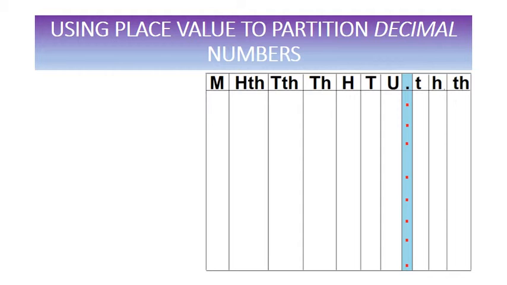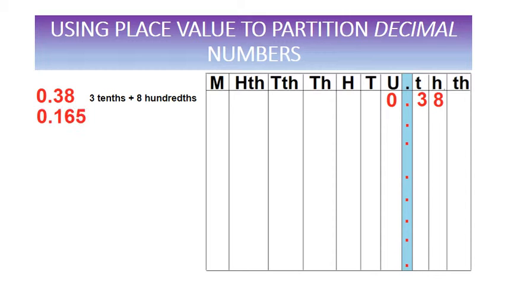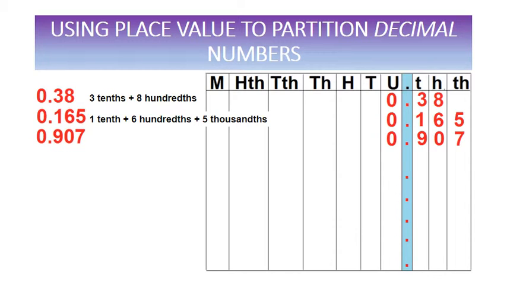Now we're going to look at how place value can help us to partition decimal numbers. So we've got 0.38 here. What is that made up of? It's made up of 3 tenths and 8 hundredths. And again, this can be useful when we're doing calculations. This number is made up of 1 tenth, 6 hundredths and 5 thousandths. This one, 9 tenths and 7 thousandths. Notice we've got a placeholder in the hundredths column.